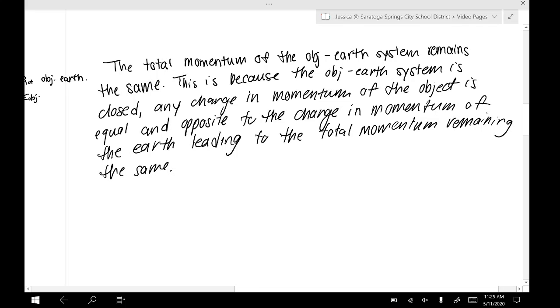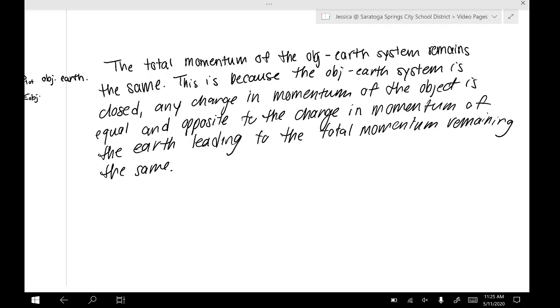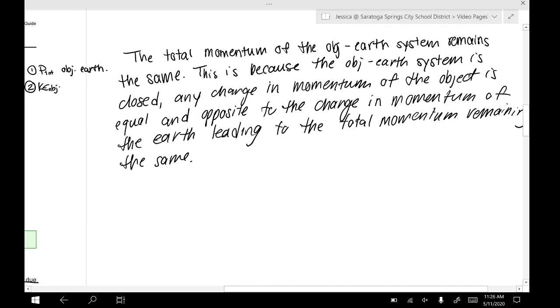Okay, so that's the answer to question 1, meaning the total momentum of the object or system. So now we have to think about the kinetic energy of the object. Now, we should all pretty much know by now that when objects fall, they speed up. But we want to think about why.